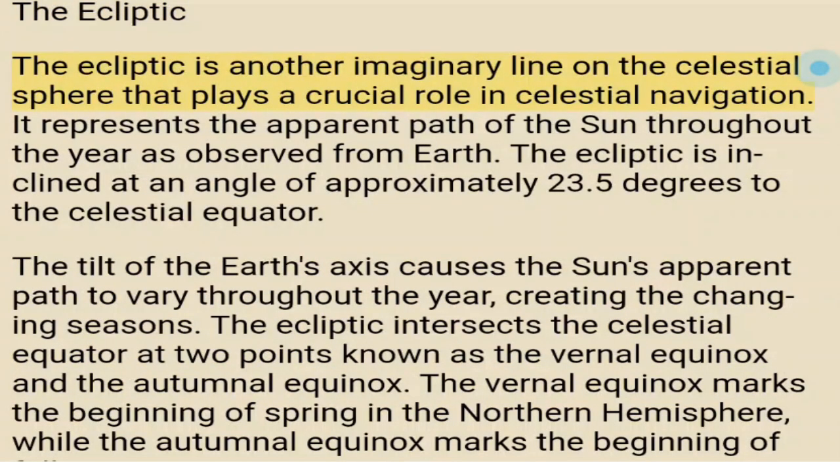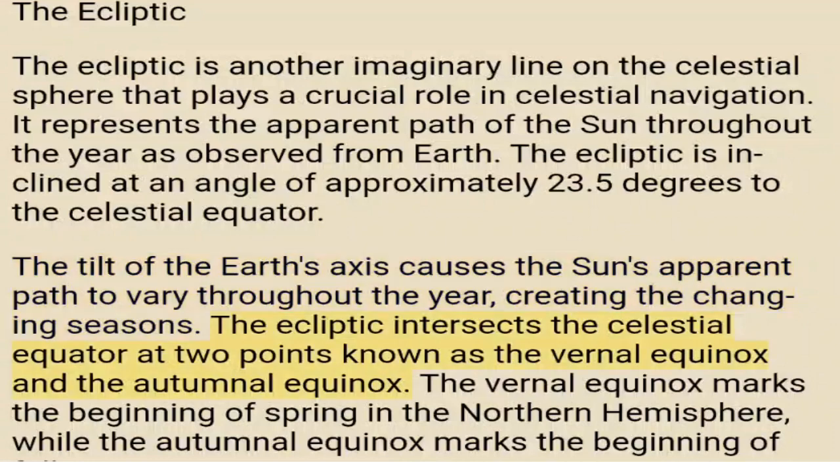The ecliptic. The ecliptic is another imaginary line on the celestial sphere that plays a crucial role in celestial navigation. It represents the apparent path of the Sun throughout the year as observed from Earth. The ecliptic is inclined at an angle of approximately 23.5 degrees to the celestial equator. The tilt of the Earth's axis causes the Sun's apparent path to vary throughout the year, creating the changing seasons.